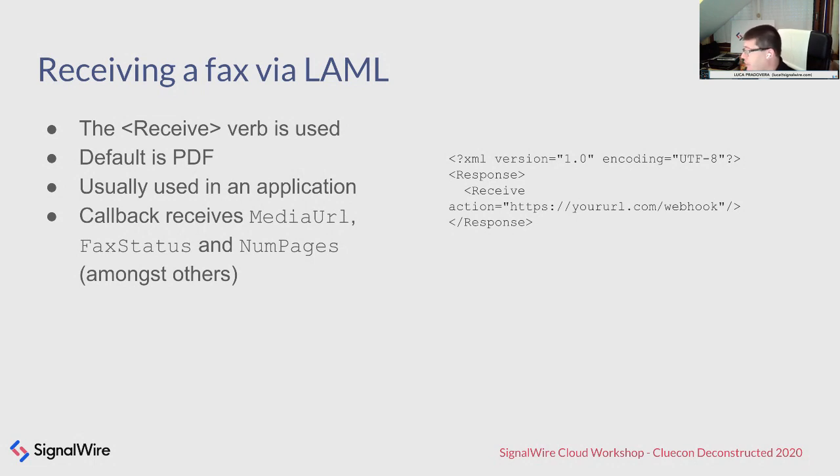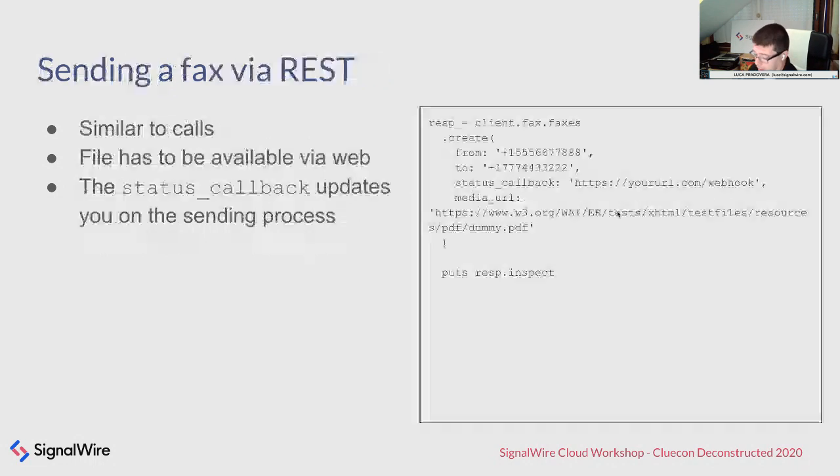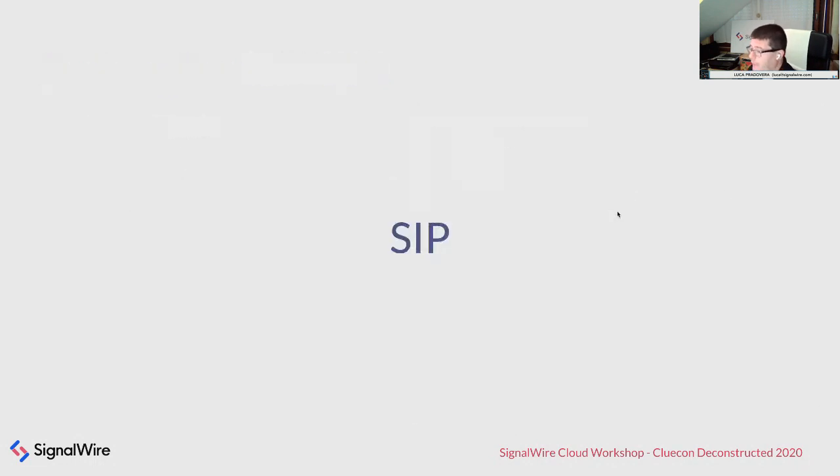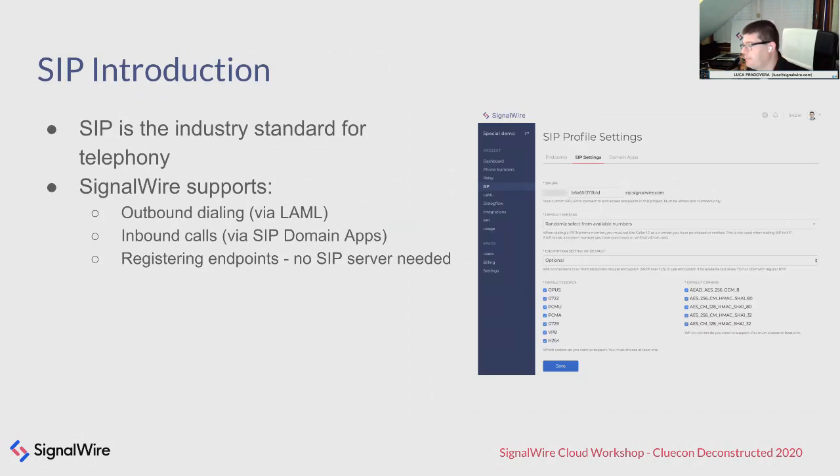SIP. Okay, so briefly, we've got a little time for the IVR list. SIP is the industry standard for telephony. We support the ability to do outbound dialing to SIP via LAML, as we just saw. We support the ability to do inbound calls to domain apps and registering endpoints without the SIP server. You can register your phones directly to SignalWire or your servers directly to SignalWire without needing the proxy.